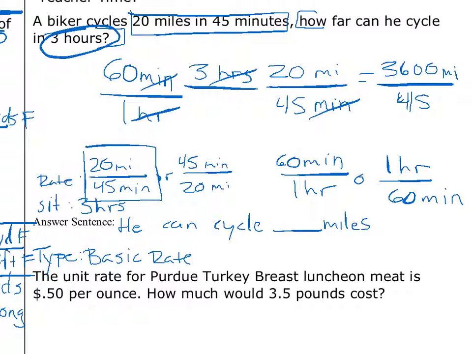Once again, I'm going to save you the difficulty of going through this division because I want to save us some time. I'm going to tell you that 3,600 divided by 45 is 80. So, was this a basic rate problem? Yes. However, it was a basic rate problem that we had to do a unit conversion. So this is a basic rate with a unit conversion.